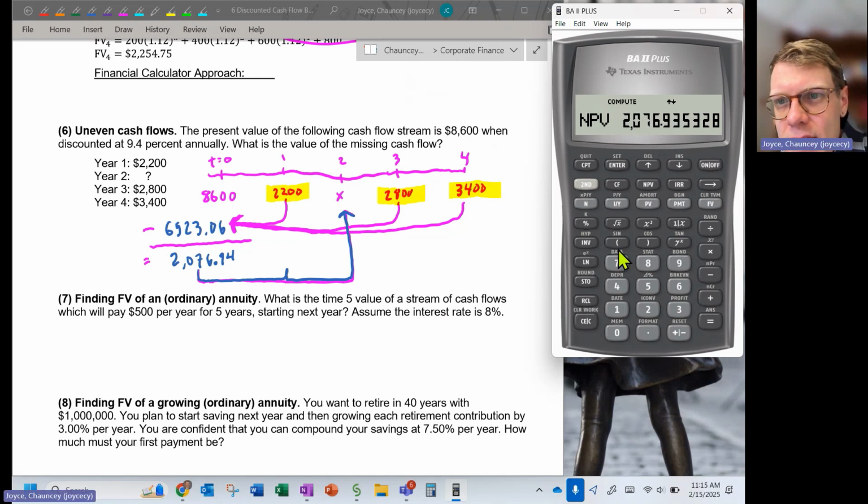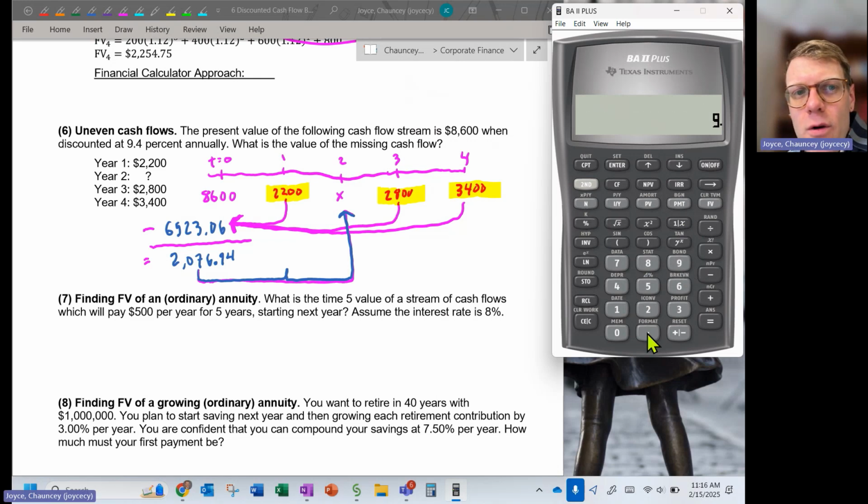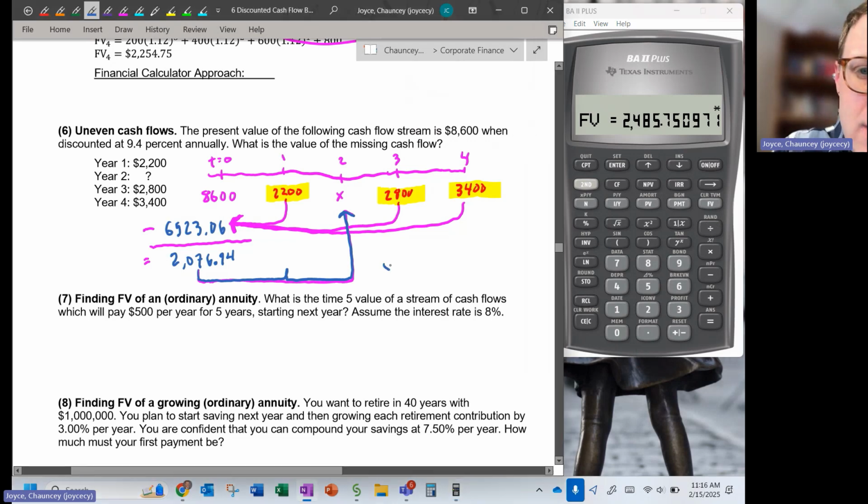There's the 2,076. That's your present value. Let's just save that to get rid of the NPV there. Okay, so that's your present value. We should think of that as a negative figure, with no payments over 2 periods at a discount rate of 9.4. And we'll compute that future value. That's 2485, we think, is the missing value of X. And I say think because we're going to just double check our work here.